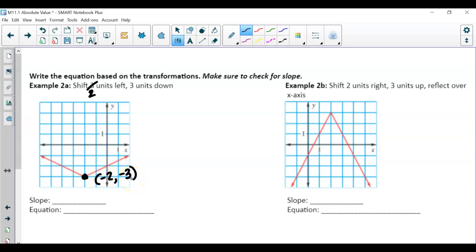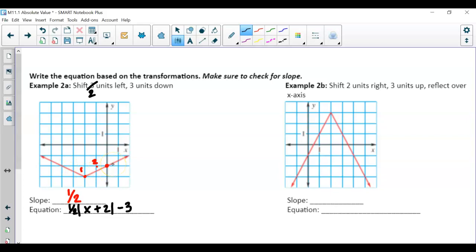So here, if I'm going left 2, down 3, that means we have x plus 2, right, to show the 2 to the left and 3 down, so minus 3. Now notice we are still facing upward, so we don't need the negative. But now let's check the slope. I do notice it's not our usual. See how it kind of got shrunk here? Because here our slope is 1, 1, 2. So notice how our slope is 1/2. So here the equation is 1/2 times the absolute value of x plus 2, minus 3. So keep in mind the slope.